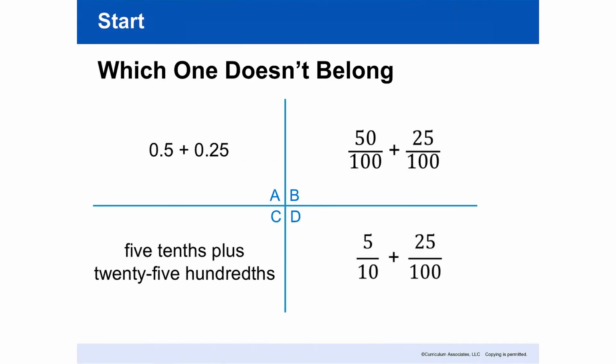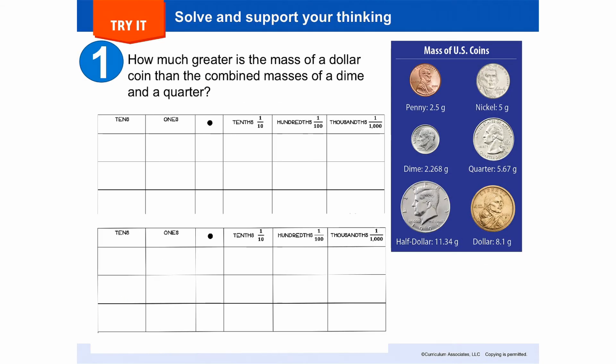Okay, we're going to go ahead and skip that start problem here, and we're just going to go right into the lesson. It says, how much greater is the mass of a dollar coin than the combined masses of a dime and a quarter? Okay, so there's two things I need to listen to in this problem. I see that I have combined masses. So when I think about the word combined, what does that mean to me? What operation am I going to use to find a combined mass?